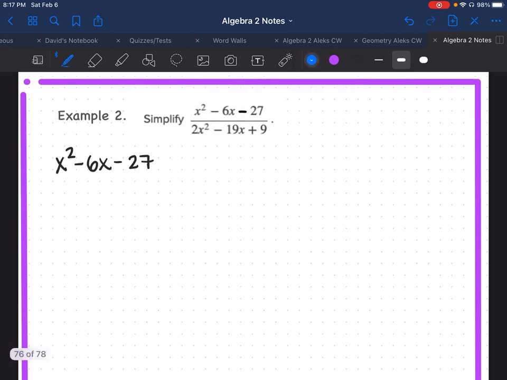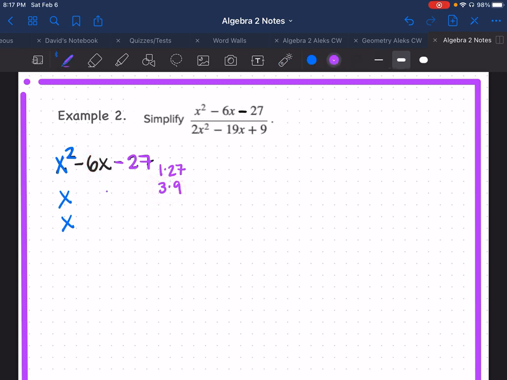So remember, I use my little trick. X squared is x times x. And 27, well, it's negative 27. I need to think of it as 1 times 27 or 3 times 9. Remember, you want to get your middle b term of negative 6x. So to do so, I need 6. I'm thinking 3 times 9.